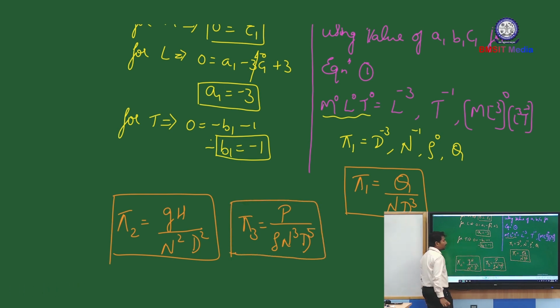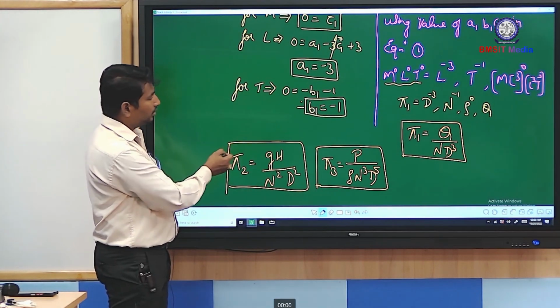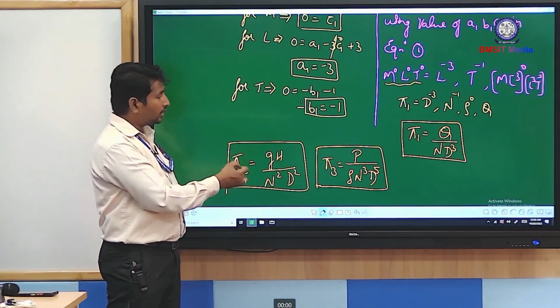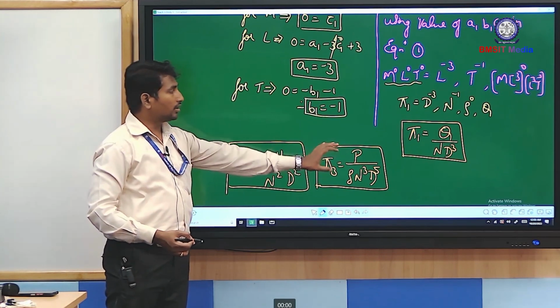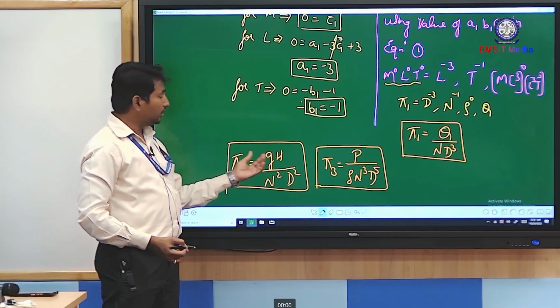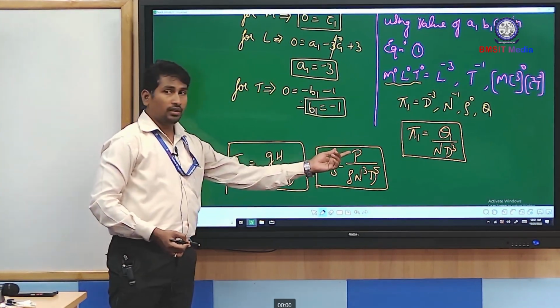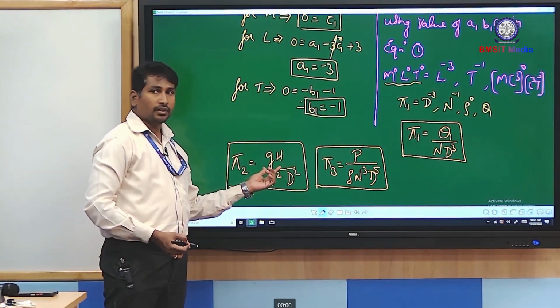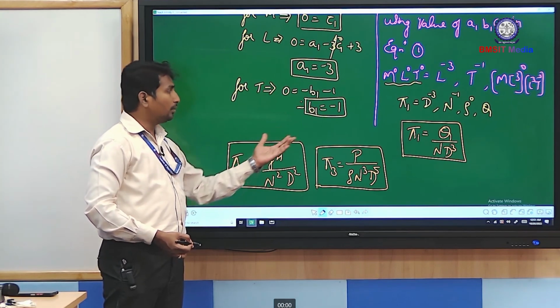Earlier the number of variables was 6. Now we have reduced those to only 3. So further, if you give these variables to any analytical person, they will try to take only the pi terms, not the variables. So this is how we are going to group the pi terms.